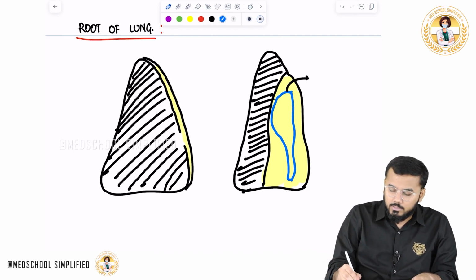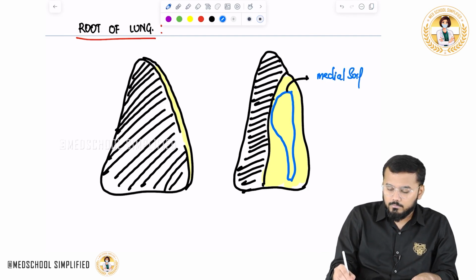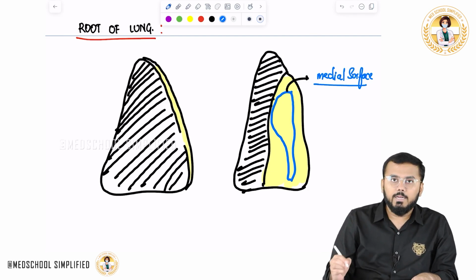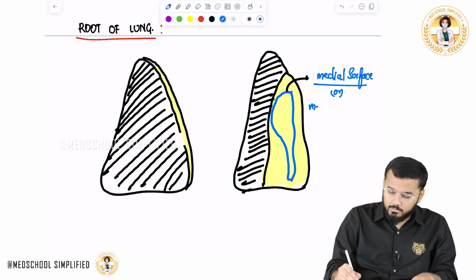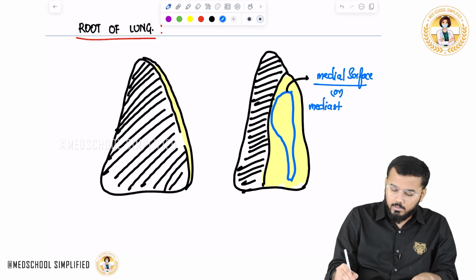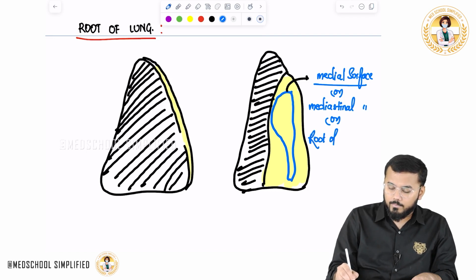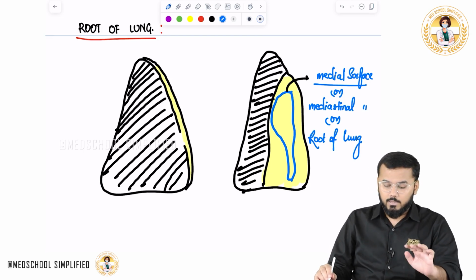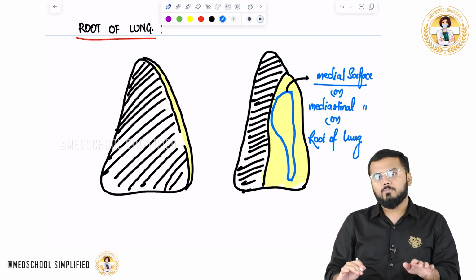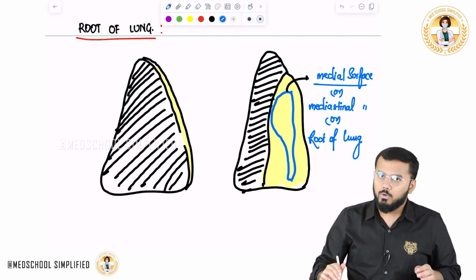Okay, so this is called the medial surface, or I can also call it the mediastinal surface, or the root of the lung. So this is how the arrangement is. Now if you look at the root of the right lung and the root of the left lung, how does it look?